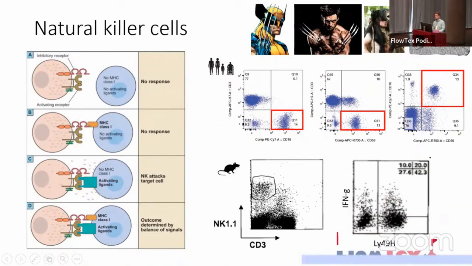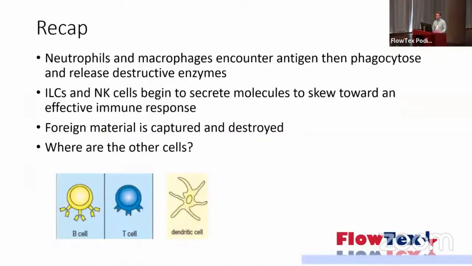Other things that you can do to test for NK cell activity is intracellular cytokine stain them. And because these are more associated with a type 1 response, what would we look for? Interferon gamma, that's the canonical type 1 cytokine. And so that's how we would look for them. So just as a recap, neutrophils and macrophages, they will encounter antigens and they'll phagocytose them.